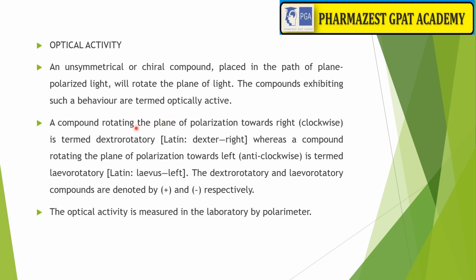A compound rotating the plane polarized light towards the right, that is clockwise, is known as dextrorotatory, whereas towards the left is levorotatory. Levorotatory is designated by the minus sign. If it is dextrorotatory, it is designated by the plus sign. This is how, by optical activity, we differentiate between the isomers.